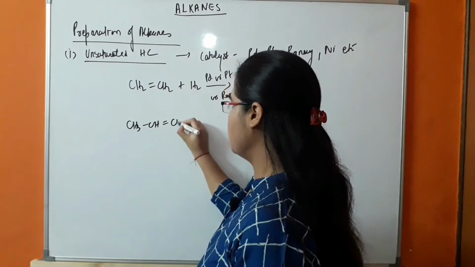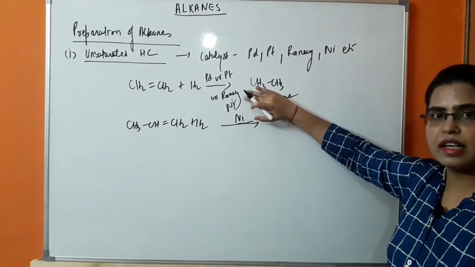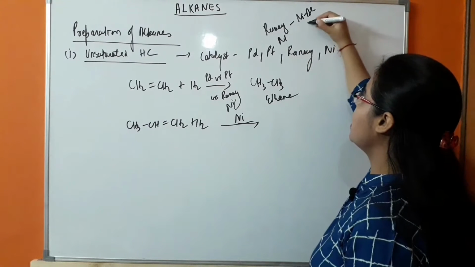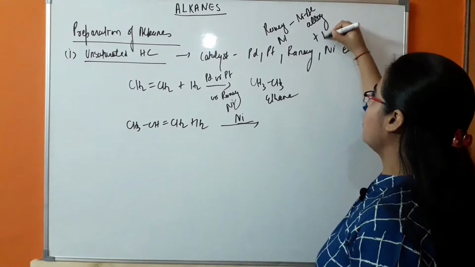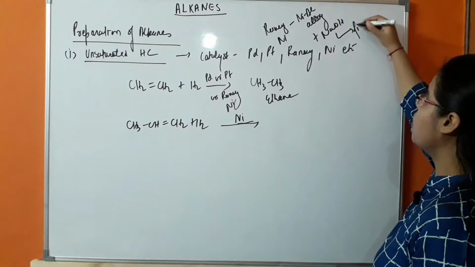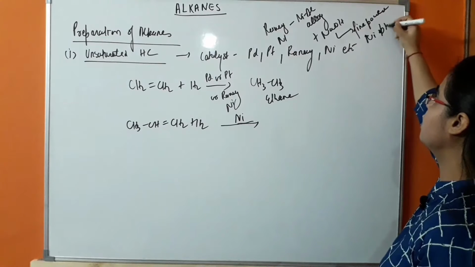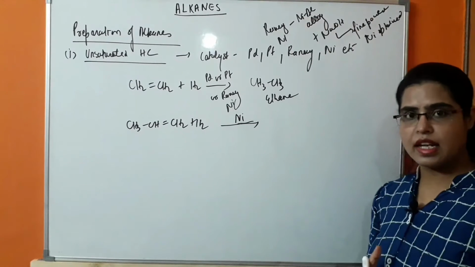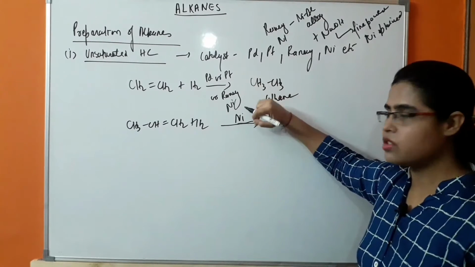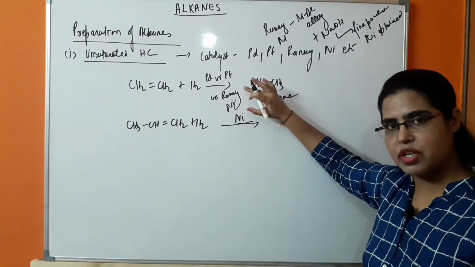CH3 CH double bond CH2. This is normal nickel. This is different from the Raney nickel. Raney nickel is prepared when nickel aluminium alloy is dissolved in NaOH. Then a fine powdered state of nickel is obtained. That is known as Raney nickel. This is different from the normal nickel. When we use Raney nickel instead of normal nickel, the reaction will take place at moderate temperature and pressure.